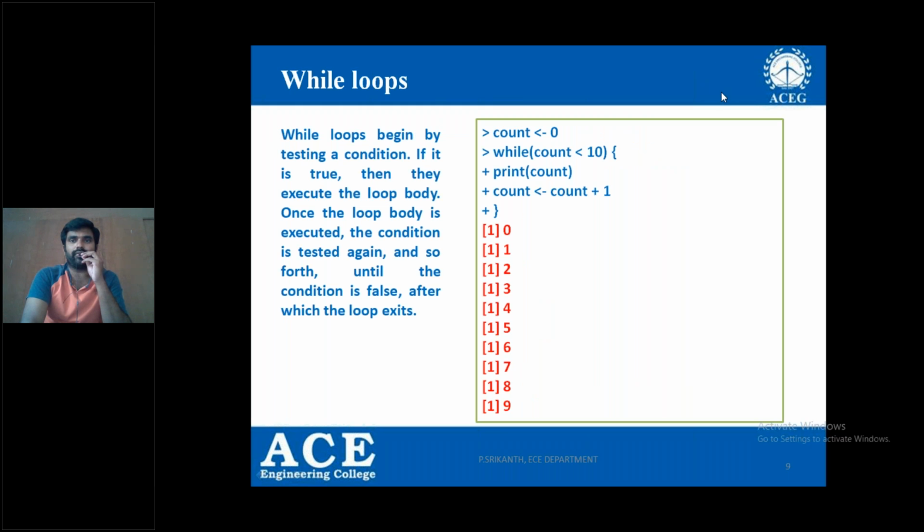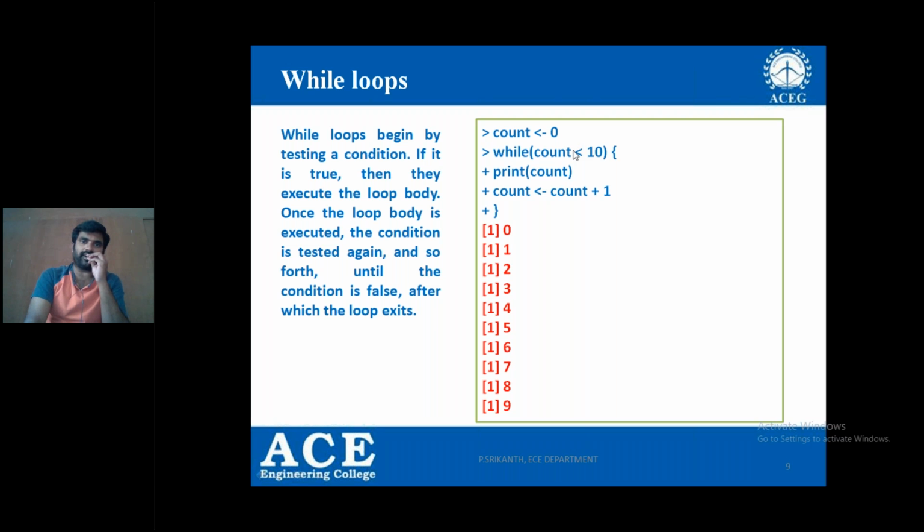While loops. You know what is while loop? While loop, in the sense after execution of the code, the loop will be repeated until the condition in the while loop is satisfied. So while loop begins by testing the condition. If it is true, then it executes the loop. Once the loop body is executed, the condition is tested again and so forth until the condition is false. Right? So for example, here a simple code is taken.